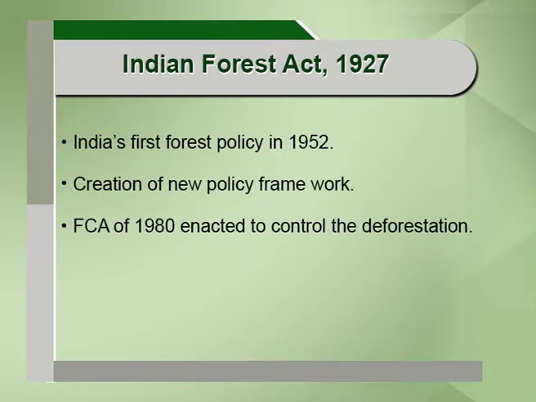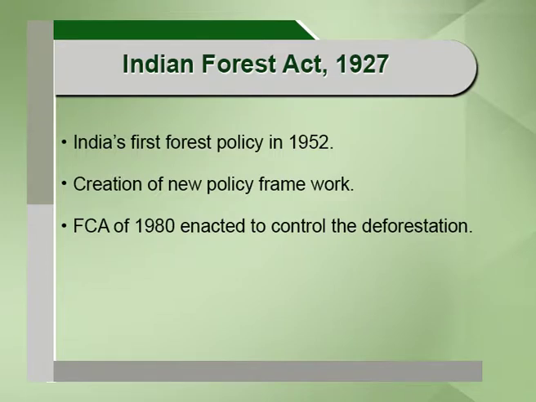This also provides for India's first forest policy in 1952. Between 1952 and 1980, a huge deforestation took place. To overcome that deforestation and control it, legislations as well as policies were urgently required. So a new policy framework was created after 1952, and the Forest Conservation Act of 1980 was enacted to control the deforestation that had emerged.